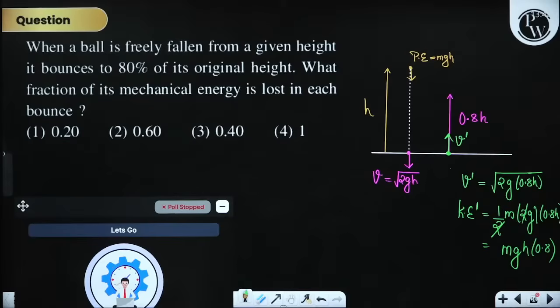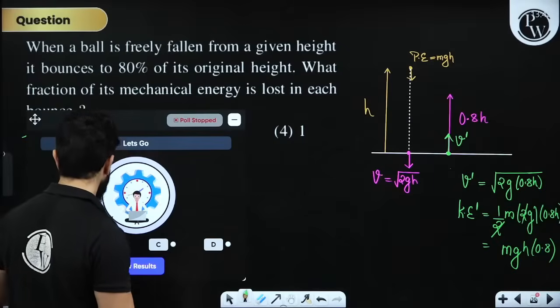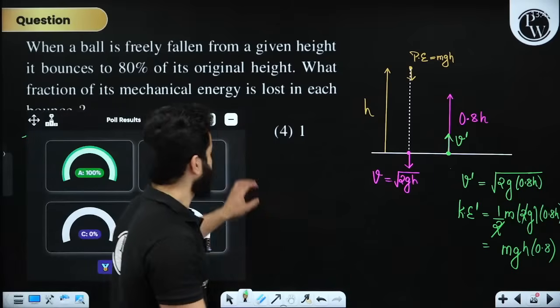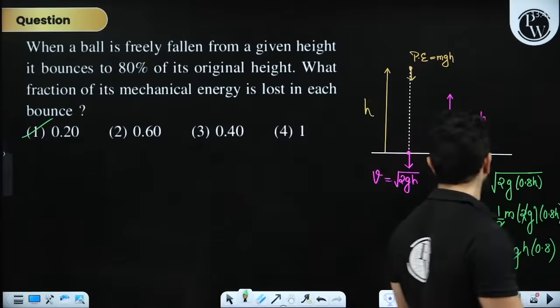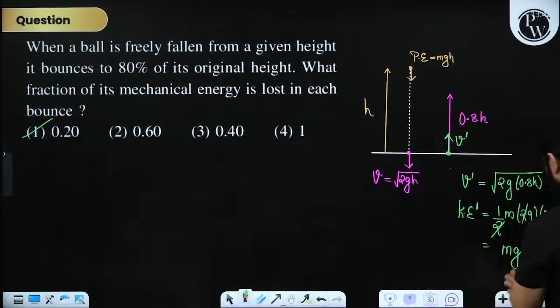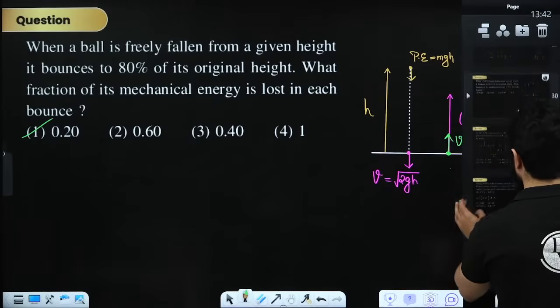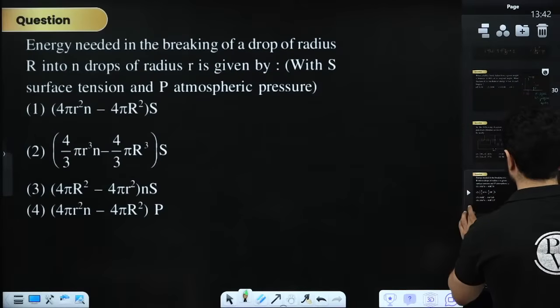So in each bounce, 0.20 is obviously getting lost. Option A is absolutely correct. 0.2 is getting lost. Initially it was mgh and finally it is 0.8, so 0.20 is getting lost. Moving on to the next one, dosto.